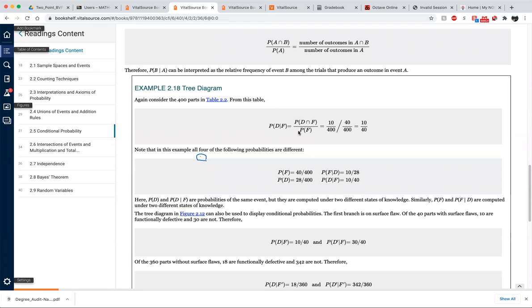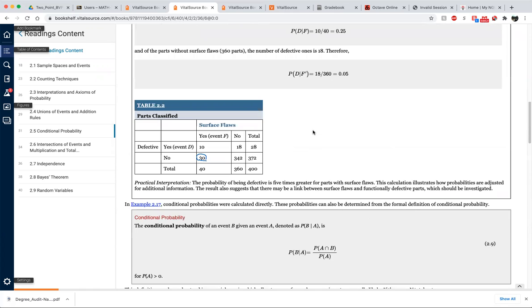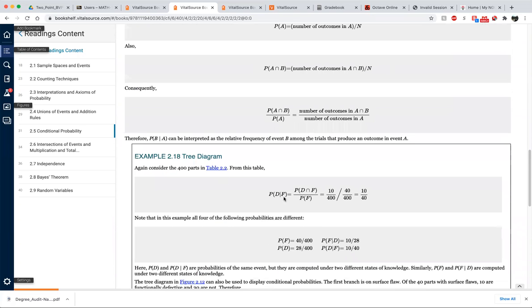Divided by P of F. It's not a big deal to find P of F because this is not a conditional probability. We're going to find the total number of outcomes in F, which is 40. Here you see 40. This is the total number of parts with a surface flaw, divided by the total number of outcomes in the sample space, which is 400. So 10 over 400 divided by 40 over 400. This is practically 10 over 40, right?